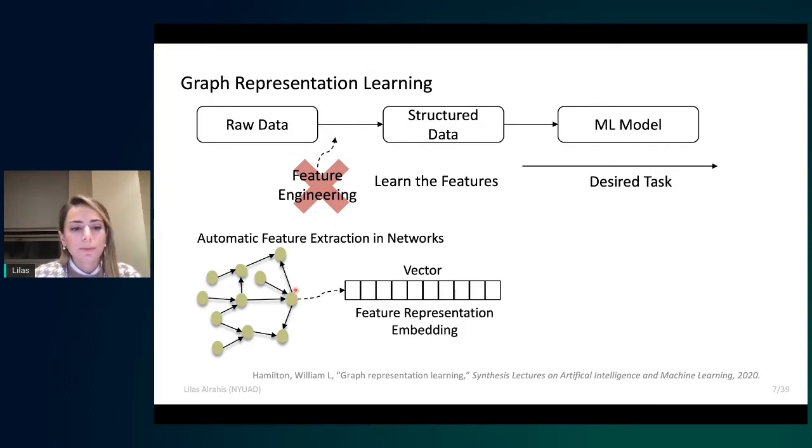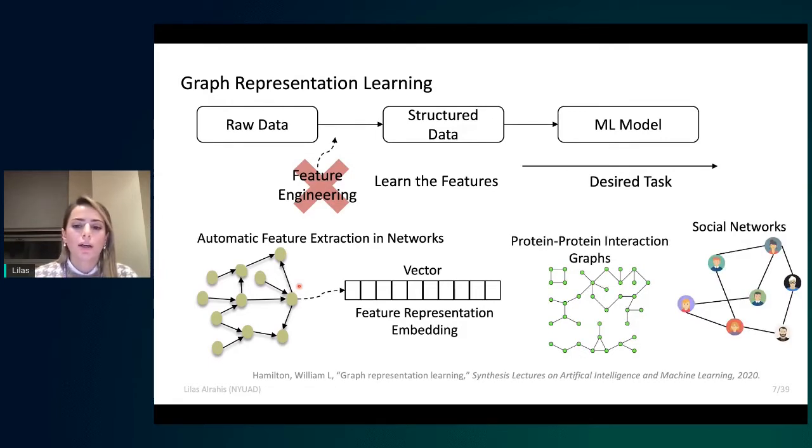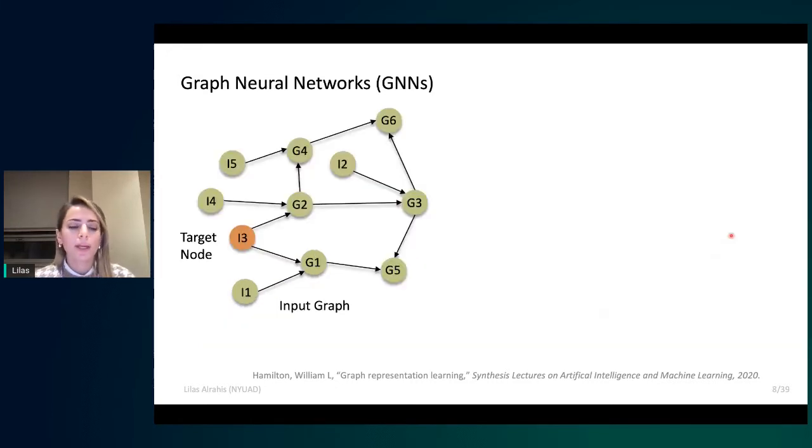So graph representation learning has many applications. It is used in chemistry to analyze protein-protein interaction graphs. It is heavily used in social networks and, of course, many other applications. And we started to use it for circuits. So one way to do this graph representation learning is to apply neural networks on graph data, and this is what we call graph neural networks.